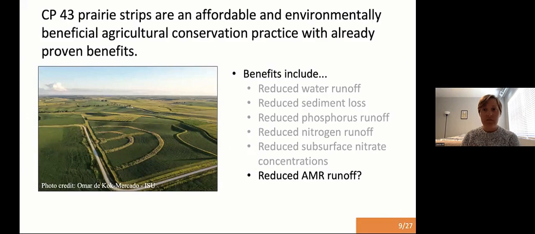They're a cost-effective practice that can reduce water runoff, soil loss, and nutrient runoff, while also increasing plant, insect, and wildlife biodiversity. And so overall, mechanistically, prairie strips are able to increase the infiltration of runoff water and bolster the water holding capacity of soils by reducing flow velocity, promoting ponding, and increasing soil porosity. And so it was through these already identified mechanisms and benefits that prairie strips were also proposed as a management practice that could reduce the transport of AMR contaminants.